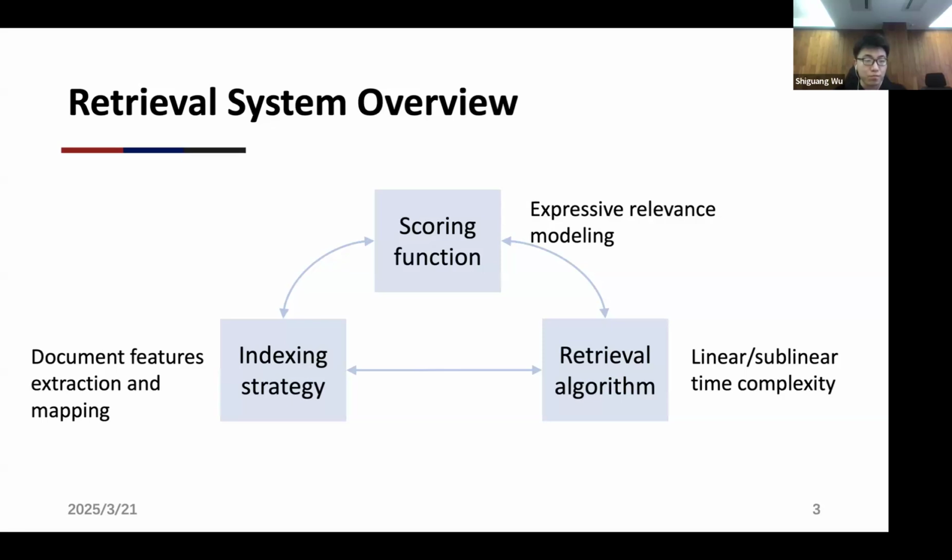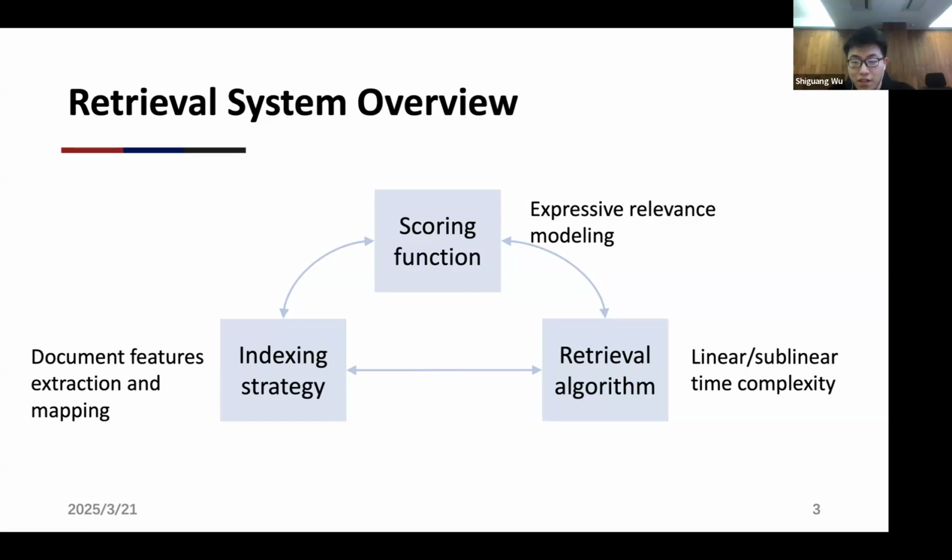We compute the document features, like the term frequency or the vector representations of the document, in advance and store them as a cache. We also have to maintain a mapping from the features to the IDs, the exact documents these features belong to. So this is about the storage.